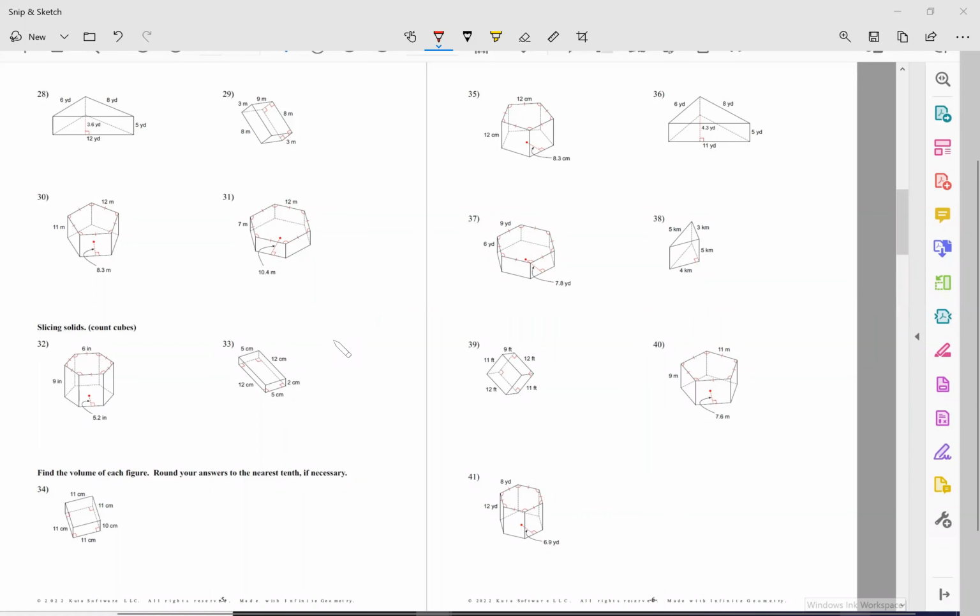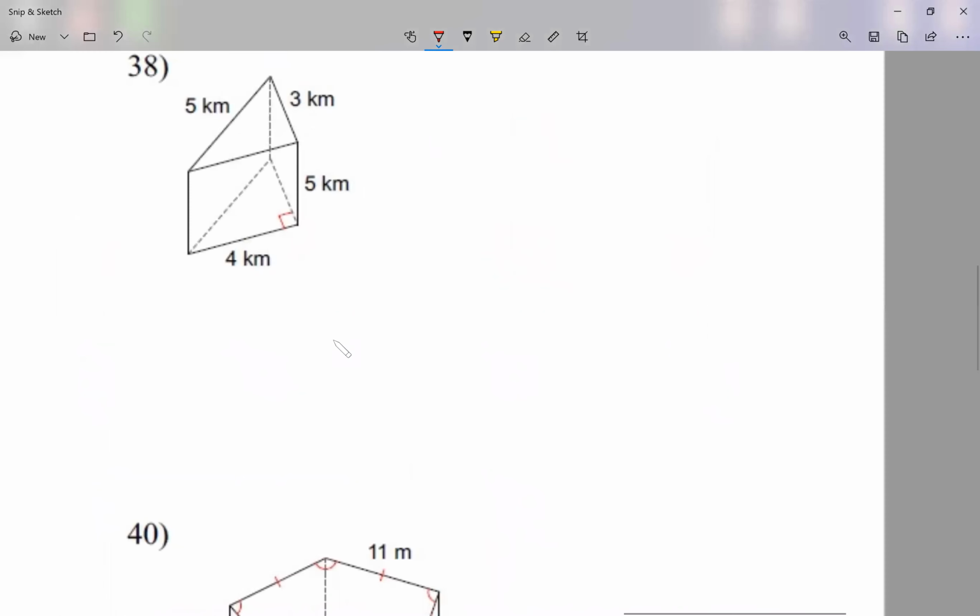We're going to review what we just learned yesterday. We're going to do the same thing. We're going to be looking at volume of prisms. Remember prism, we're going to start question number 38.